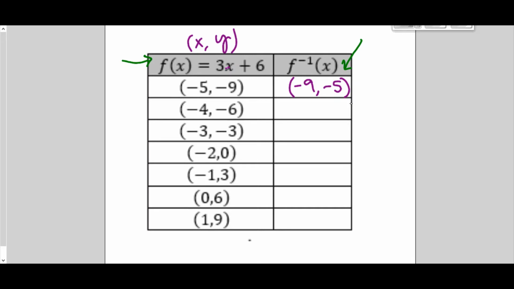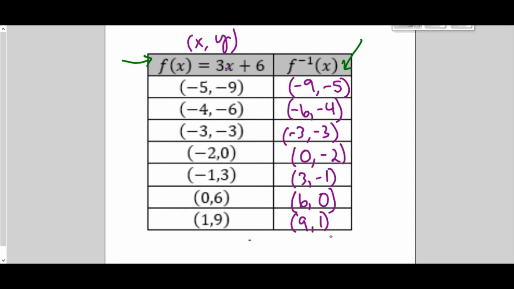For -4, -6, it's going to be -6, -4. For -3, -3, that one's interesting. Those are the same, so that ordered pair really doesn't change. It's going to stay -3, -3. The next ordered pair, -2, 0, again, flip it, so it's 0, -2. -1, 3, flip it, so it's going to be 3, -1. 0, comma 6, again, flip your x and your y, so it's 6, comma 0. And then 1, comma 9, flip your x and your y, so it's 9, comma 1.